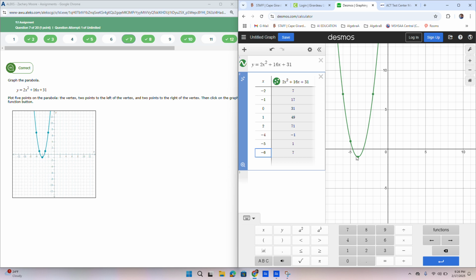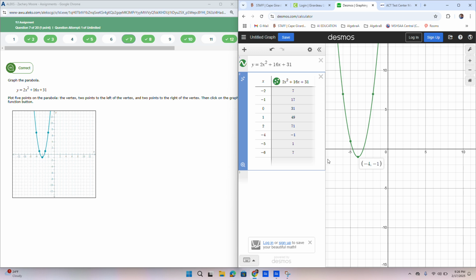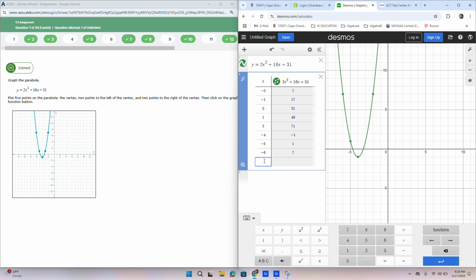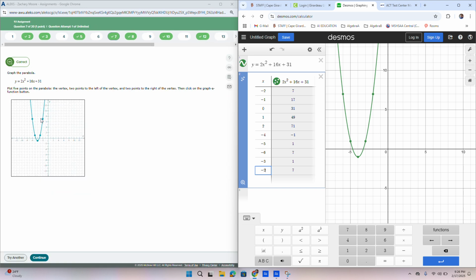So remember, our vertex was at x equals -4. So now we need to go to the positive, so to the right. So instead of -4, we're going to go to -3. And that gave you -3, 1. So then you're going to go to -3 and then 1. Last one would be -2. And then that tells me the y is at 7. So you go to -2, 7, make that dot, and then click the graph, the parabola, and then you're done.